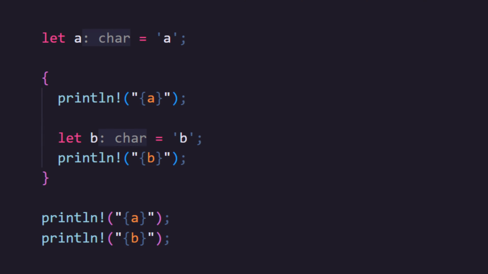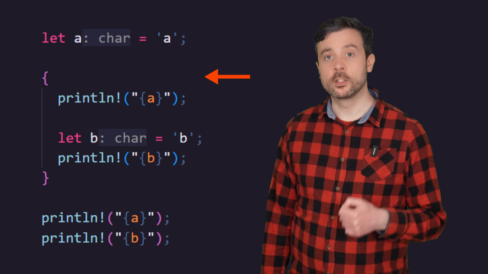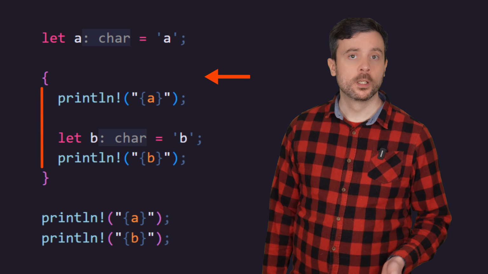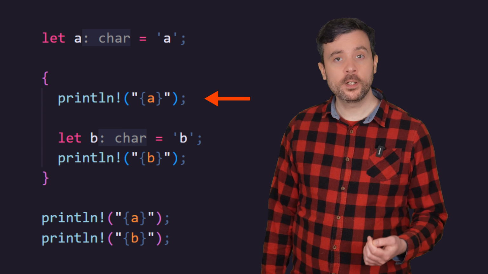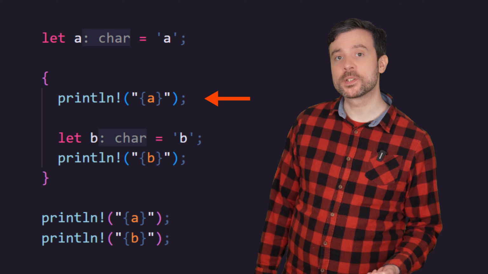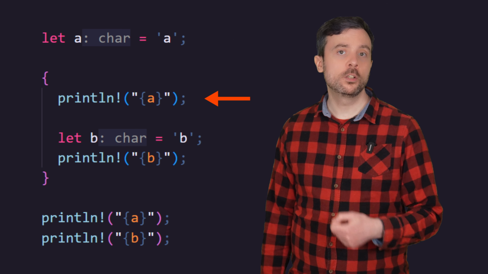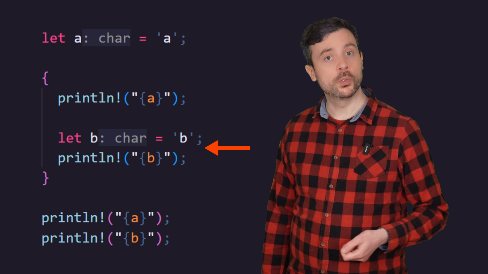First, let's have a look at the scope aspect of ownership. Here we create a variable A in what we'll refer to as the outer scope. Then we start a new code block which creates a new scope we'll call the inner scope. We can use A in the inner scope just fine, as the inner scope is part of the outer scope. We can create and use a new variable B in the inner scope too.